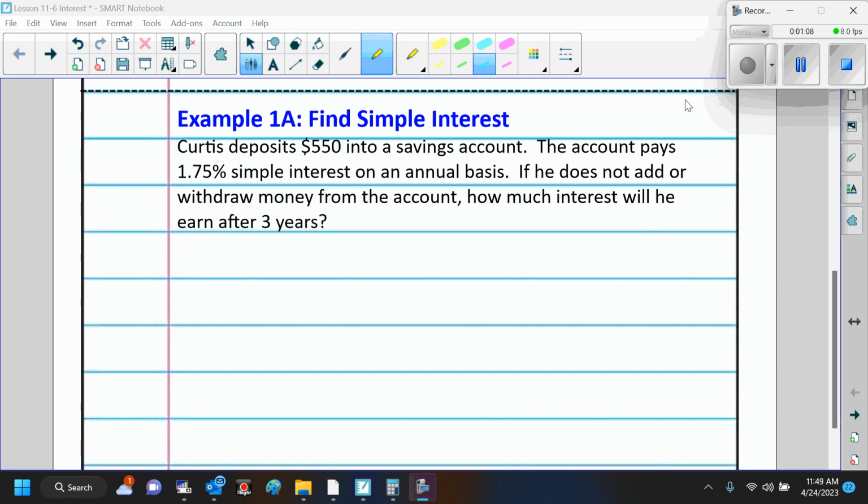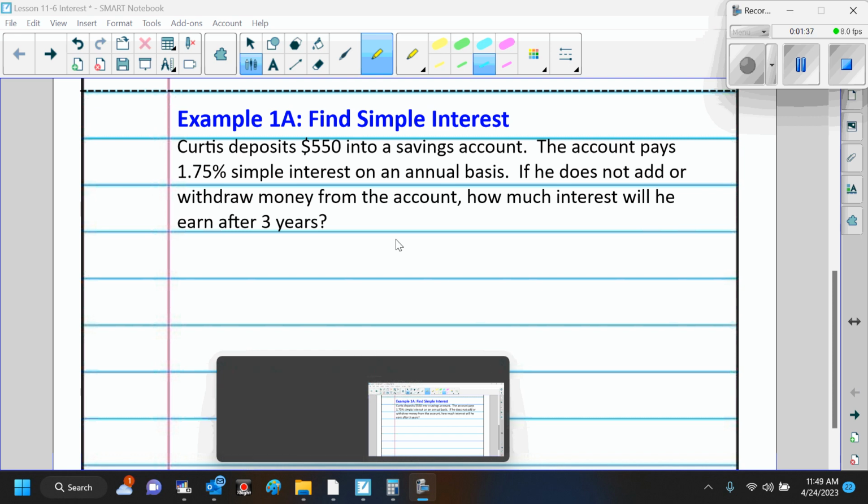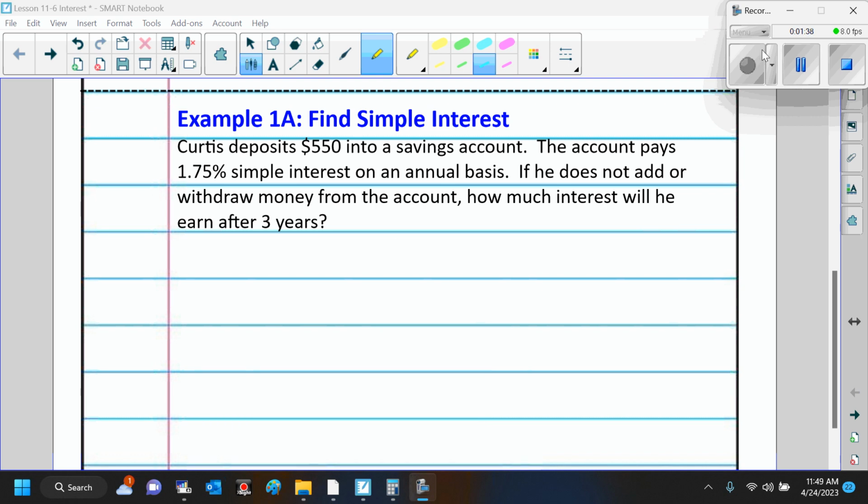All right, example 1A is find simple interest. It says Curtis deposits $550 into the savings account. The account pays 1.75% simple interest on an annual basis. If he does not add or withdraw money from the account, how much interest will he earn after 3 years? So the first thing we want to do is go through to see what the important information is. Okay? So what's important here?